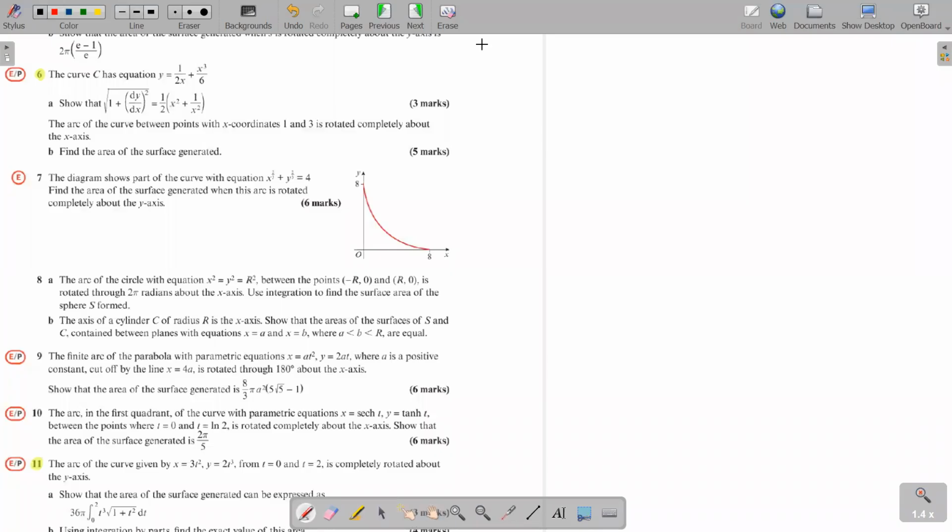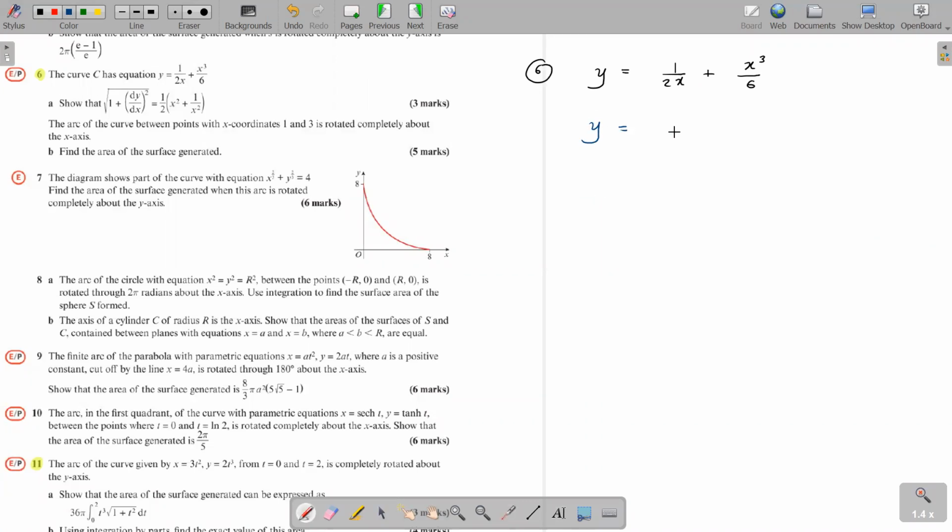Question number 6, the curve C has equation y equals 1 over 2x plus x cube over 6. Show that 1 plus dy by dx square is equal to this. Okay, so I need to get this show that. Before I go for that, first thing is let's get dy by dx. So to get dy by dx, what's the first requirement? Can we have x in the denominator? No, bring it up.